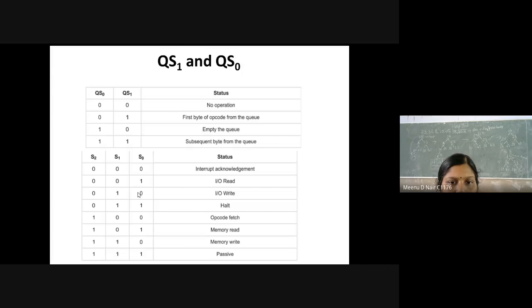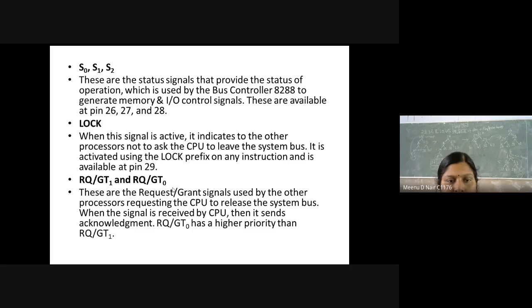And the next one is lock. Lock, RQ GT1 and RQ GT0. So lock means when the signal is active, it indicates to the other processors not to ask the CPU to leave the system bus. It is activated using the lock prefix on any instruction and is available at pin number 29. If it is activated, no other devices can ask the CPU to leave the system bus, because if the CPU is working on the system bus, it has to be continued. No other device can ask the CPU, I need to use it. It cannot ask like that. So that is what lock is doing.